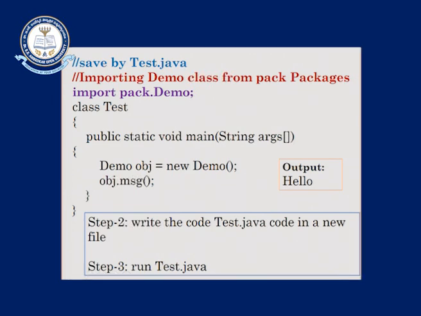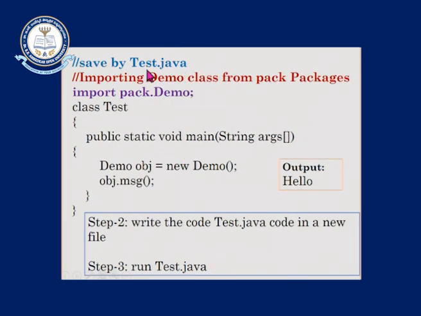With the help of this object name I am calling the method message. Where do we have that message? In the demo class. Where do we have that demo class? In the package pack. Now you must understand, already we developed some code and stored that in some package, and I want to use that package code in another file. You must understand this. Then close the main, close the class Test. Next step is, you must save this second document with the name Test.java.